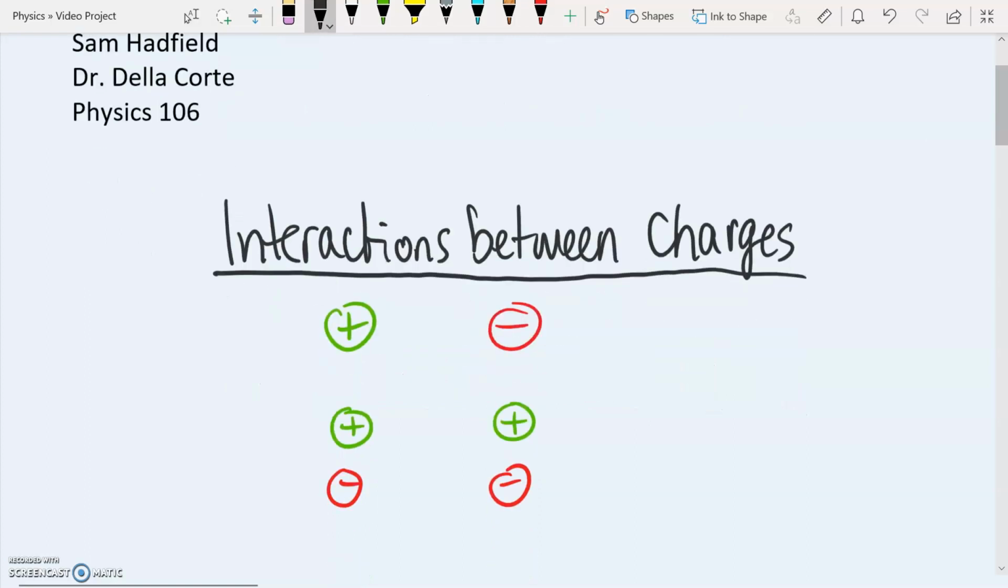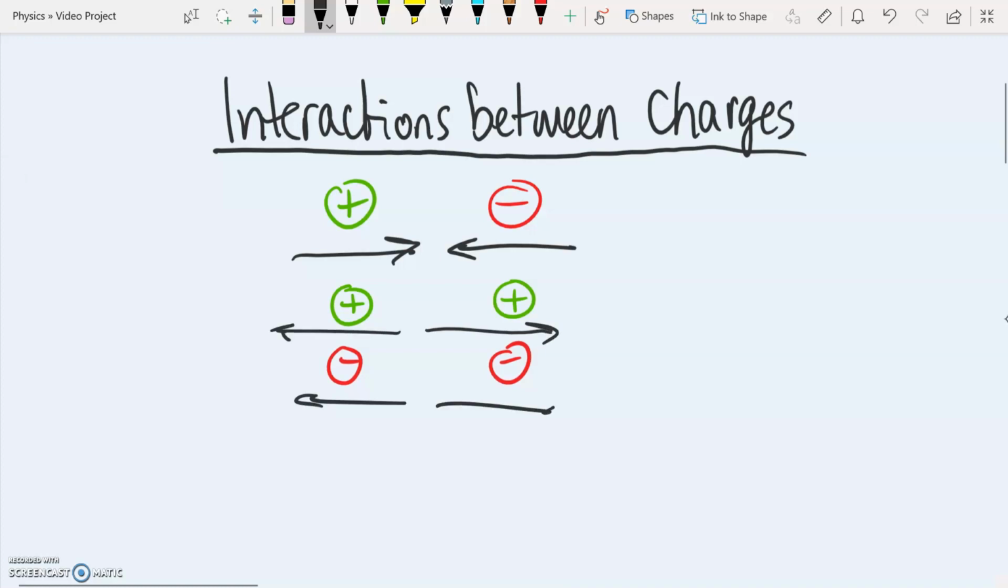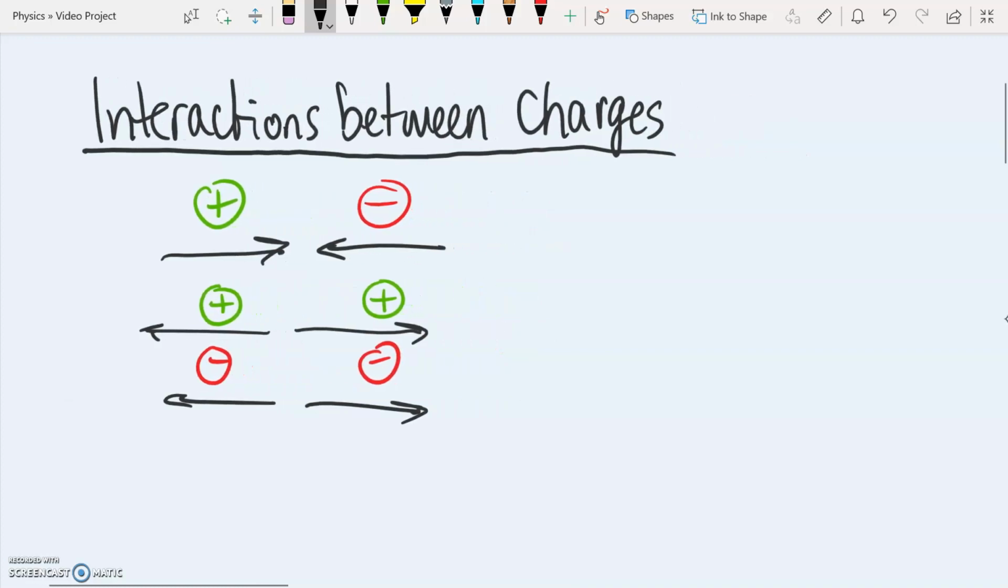To begin, we'll talk about what we know occurs with interactions between charges. We know if we have a positive and a negative charge, as seen at the top, these two will attract. While if we have two positive charges or two negative charges, these will repel each other. The strength at which they repel each other, or the interaction between them, is what we call the force.